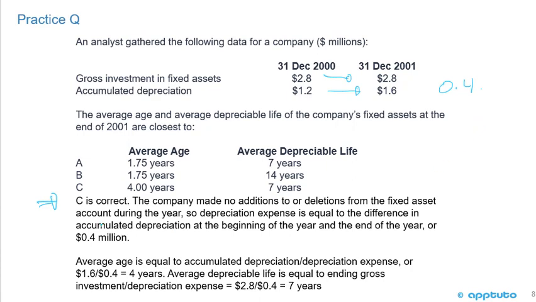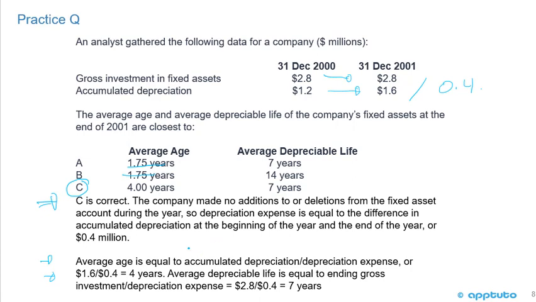So we have to remember, what is the calculation for average age? It's accumulated depreciation divided by depreciation expense. So 1.6 divided by 0.4 equals 4 years, okay? So C has to be correct because it's the only one that has 4 years. It's not 1.75, it's not 1.75.